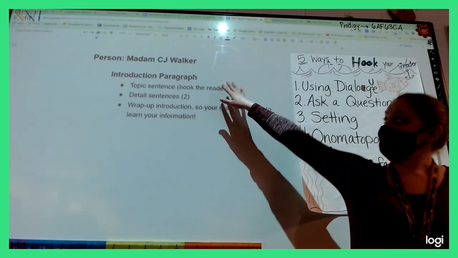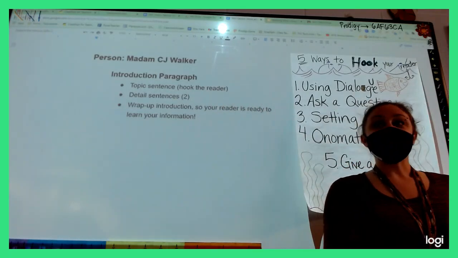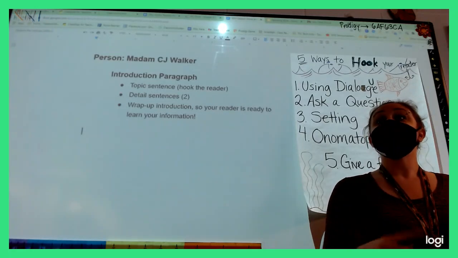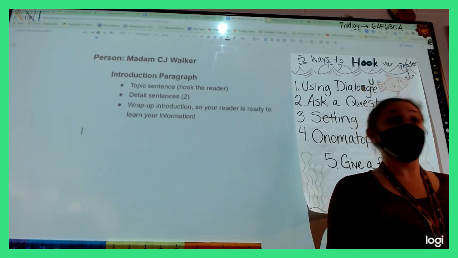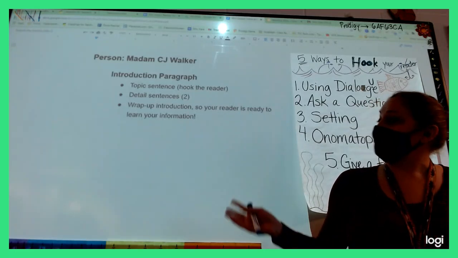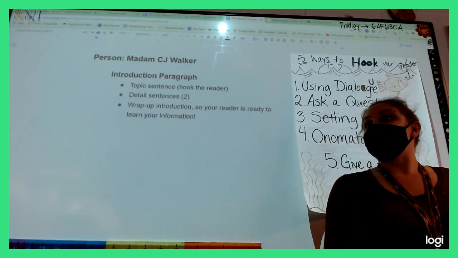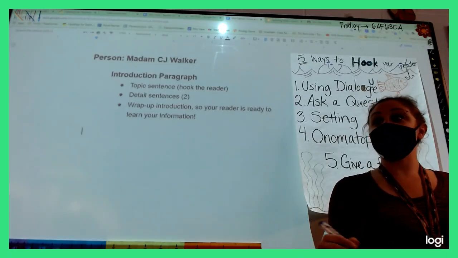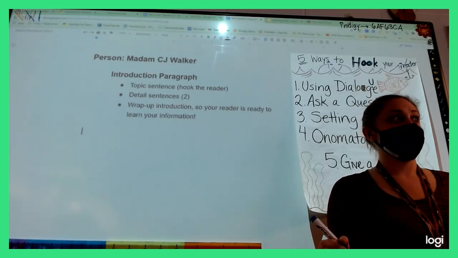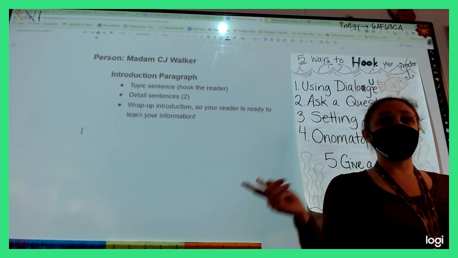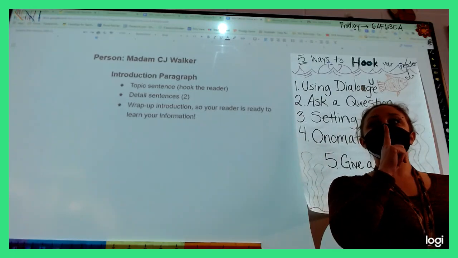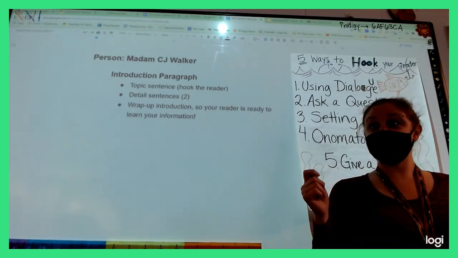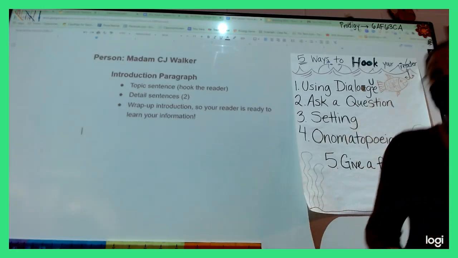So I'm using Madam C.J. Walker as my example. So a question I could ask, remember, she is the one that became very wealthy, the first black millionaire woman, first millionaire woman of any kind. So I might say something about, did you know the first female millionaire was from Indiana? She was, okay? Do you see how all of you just kind of went, she is? Did that hook your attention? Yeah. Okay, so I could start with a question.